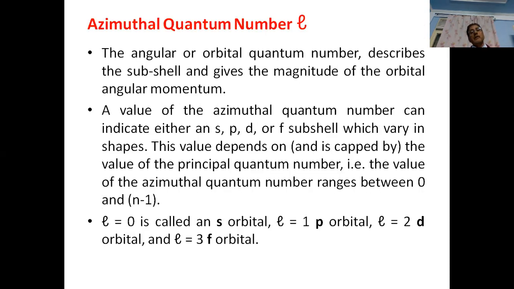Now let us go for understanding what is the azimuthal quantum number l. The angular or orbital quantum number describes the subshell and gives the magnitude of orbital angular momentum. As we all know, the orbital angular momentum L is equal to r cross p, where r is the radius vector and p is the linear momentum. If r and p are lying in one plane, then L points perpendicular to that plane. So this is angular momentum.